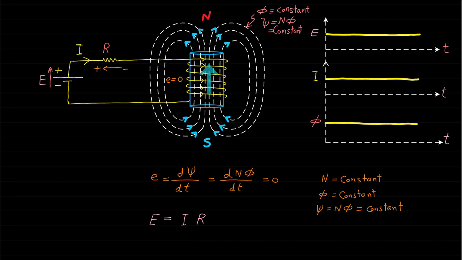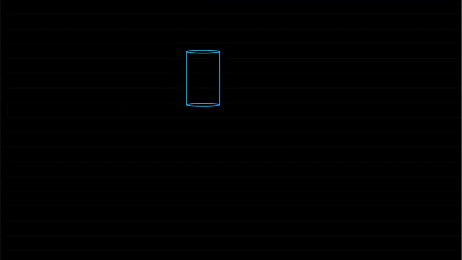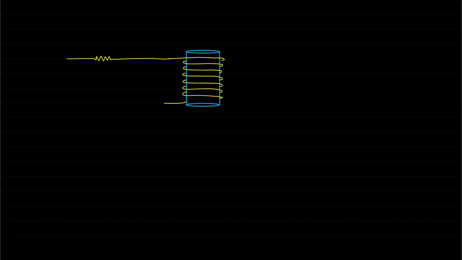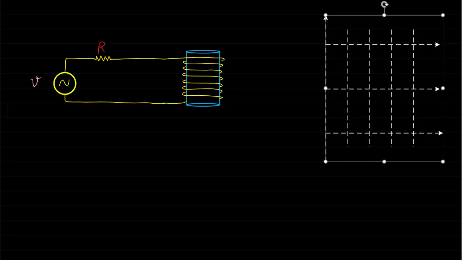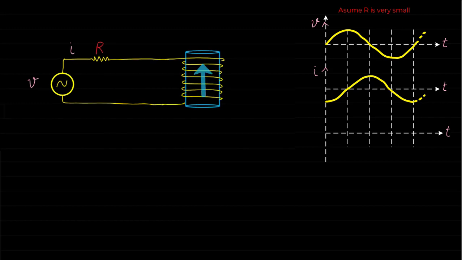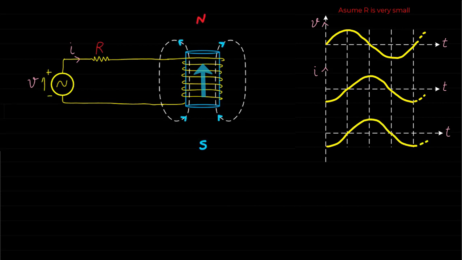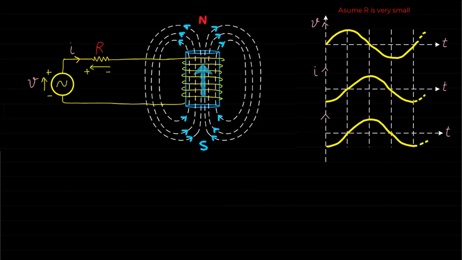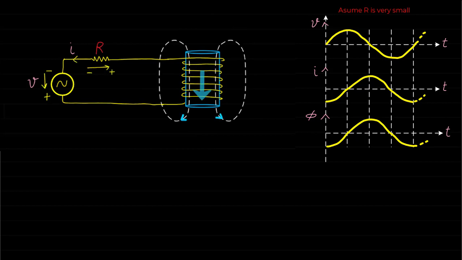Now let's apply a sinusoidal AC source to an electromagnet through a resistance R. The AC source has a time-varying sinusoidal voltage V, and therefore a sinusoidal current I will flow through the coil of the electromagnet. Based on this configuration, a sinusoidal or time-varying magnetic field lines phi will be produced. It is very clear that the magnitude and polarity of the magnetic field is changing with time.